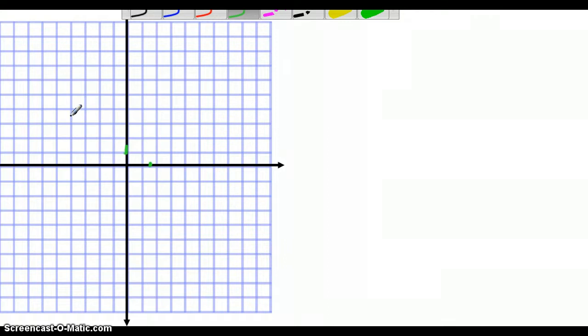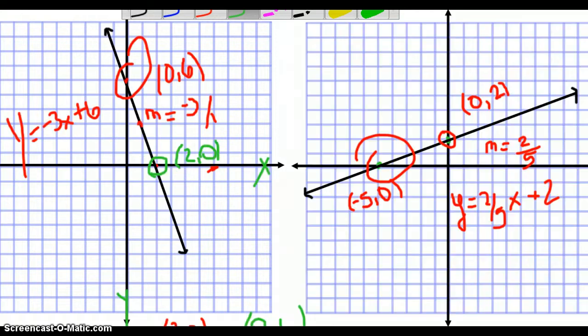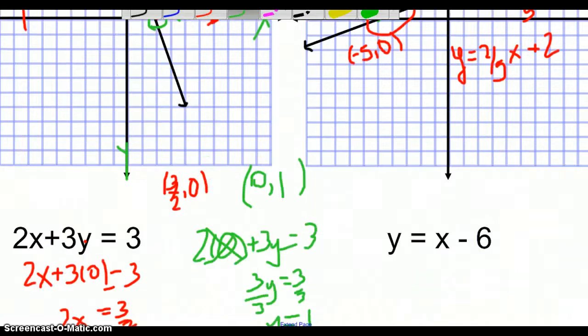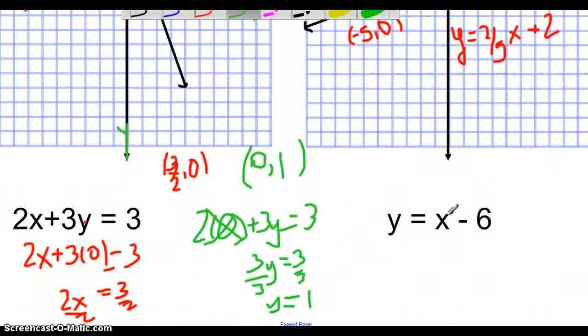and then you can just draw your line from there, right? But that's where it intercepts there. Okay, and then you can do the same thing when it's in slope-intercept form.